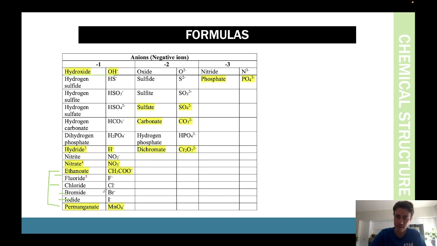And I always tell my classes, you should know this one as well. And probably nitrite, although nitrate is slightly more important. But the other ones here are less important. I don't think you really need to know these ones that are not highlighted. You just need to know these ones that are highlighted, plus probably these extra 5 ones here. So these are things that you do need to commit to memory.